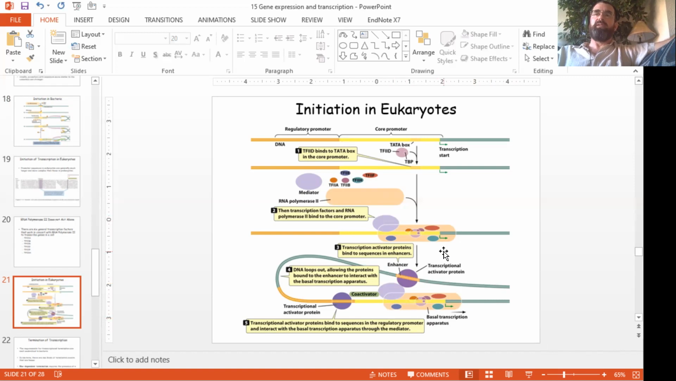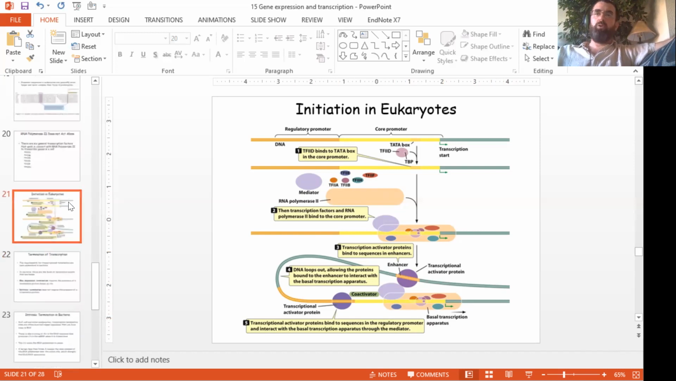So there's a lot more steps here. There are an awful lot more players. And really, control of transcription is potentially an entire course all on its own. It is phenomenally complicated. This is really very much the very short version of that story.